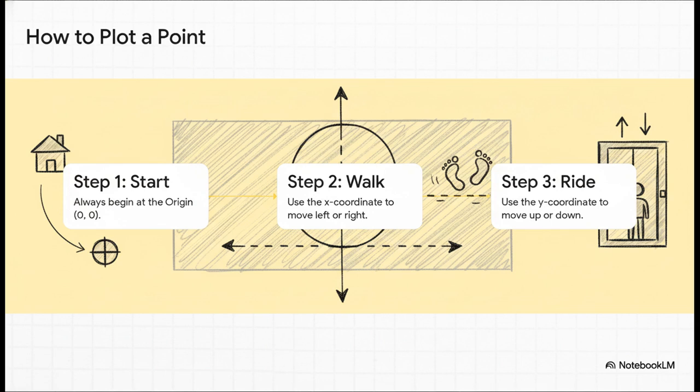That tells you how far to walk along the horizontal hallway, either left or right. And step 3, you look at the second number, the Y number. That tells you whether to ride the elevator up or down. That's it. Let's try one together.